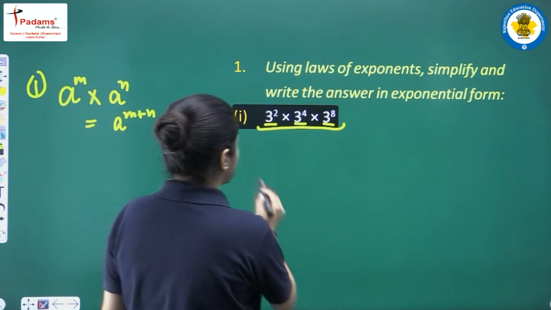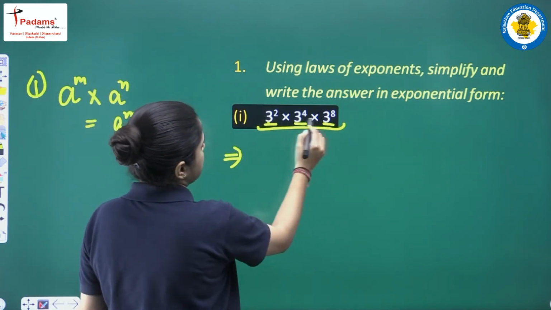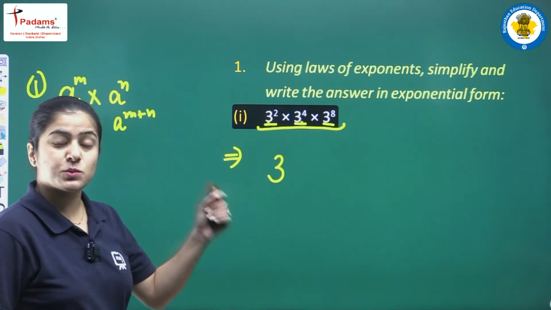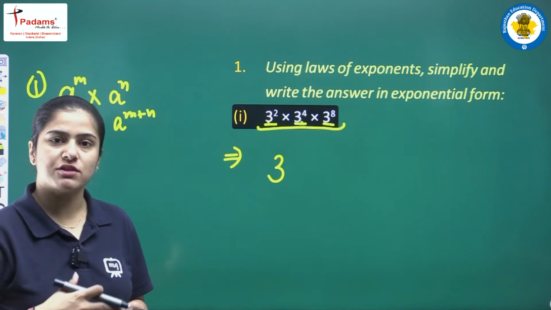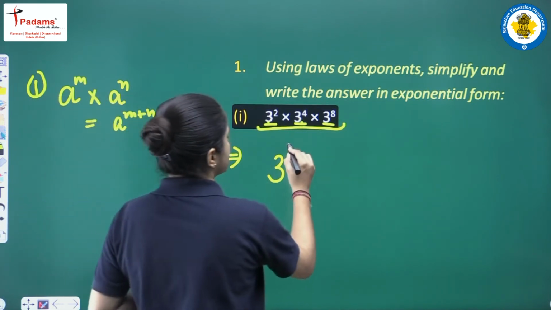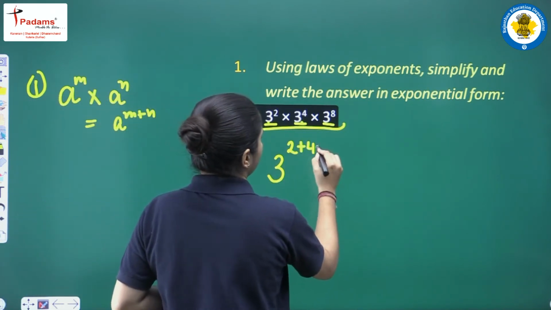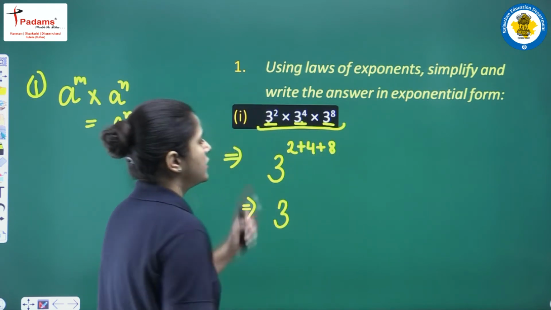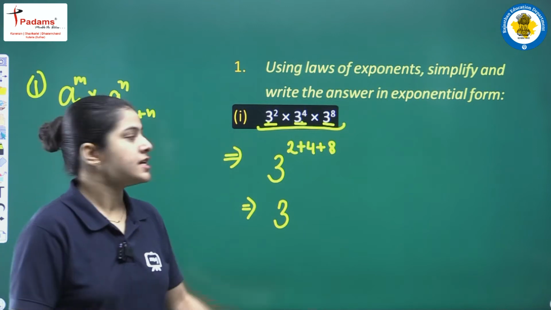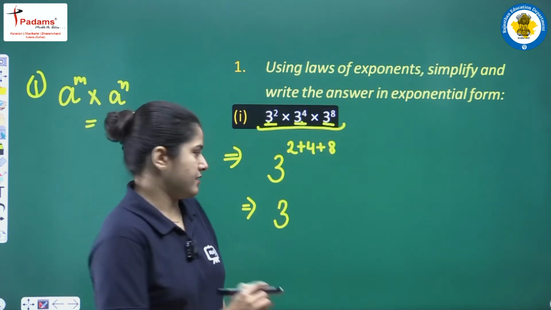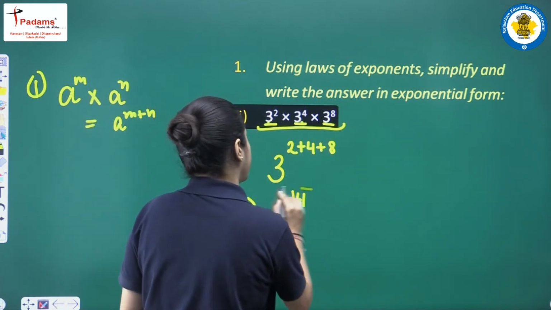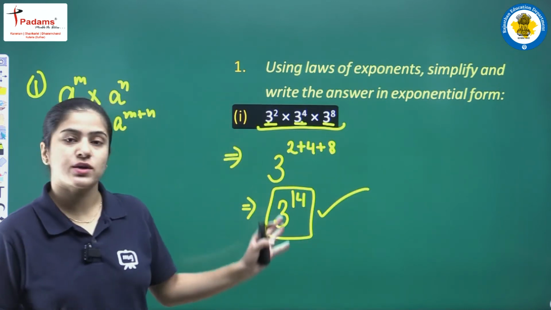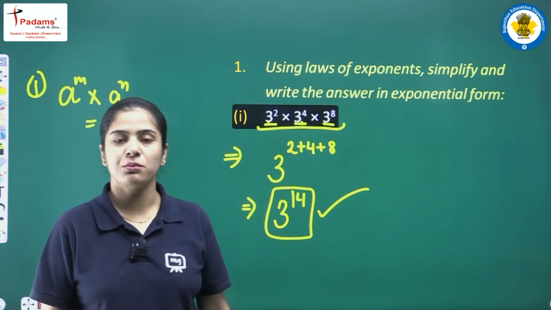Okay? So students, क्या करेंगे हम, बेस सेम है तो बेस सेम रखेंगे, that is 3. Now the powers will be added. अब क्या होगा, जो powers होंगी वो add हो जाएंगी, that is 2 plus 4 plus 8, right? So 3 raised to power 2 plus 4, that is 6. 6 plus 8, that is 14. So 3 raised to power 14 is the answer. Alright students, and this is expressed in exponential form, right students?